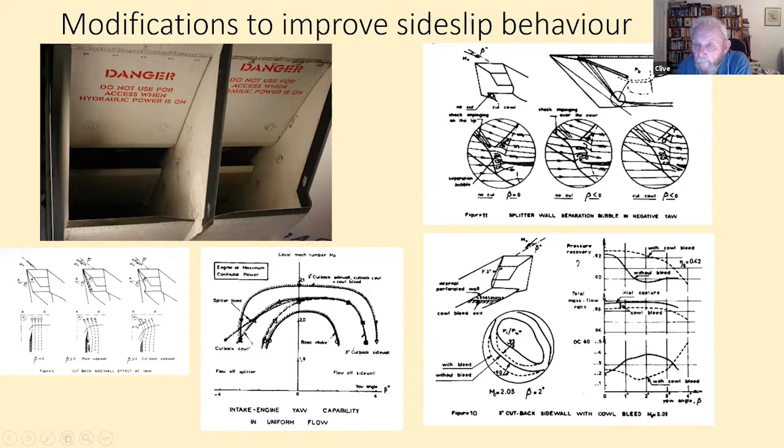Again, it would worsen the distortion pattern. So again, we found that if you cut back the cowl lip in those conditions, you could actually get back to something pretty close to the original condition, and you could cover side slip in both directions.